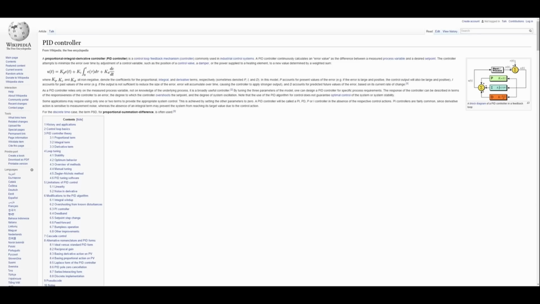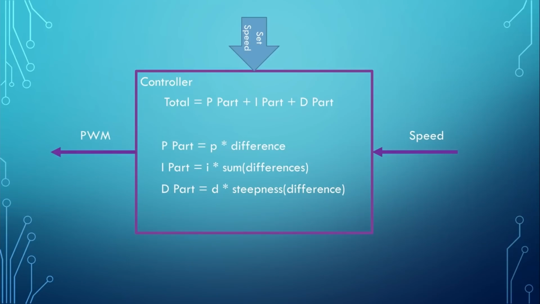PID stands for proportional, integral, and derivative. These controllers consist of 1, 2, or 3 parts. The PWM signal consists of the sum of the 3 parts. The P part just multiplies the difference with a factor. The I part sums up all differences and multiplies this sum with a factor. And the D part calculates the spread between the last and the current difference and multiplies this spread with a factor. It is obvious that the 3 parts behave completely different.